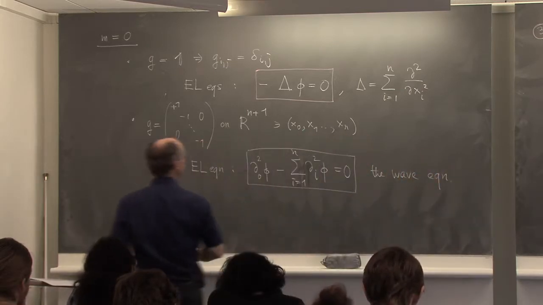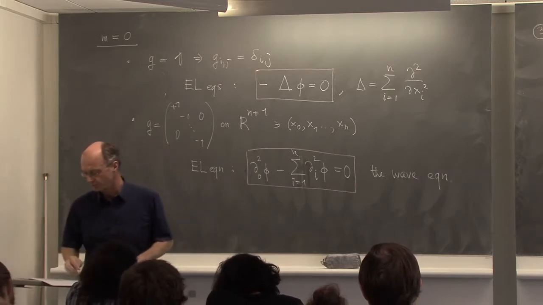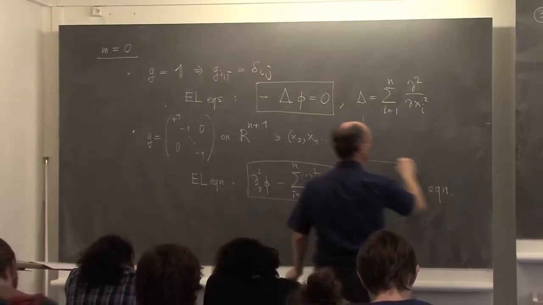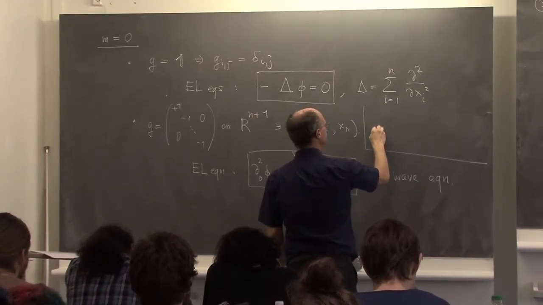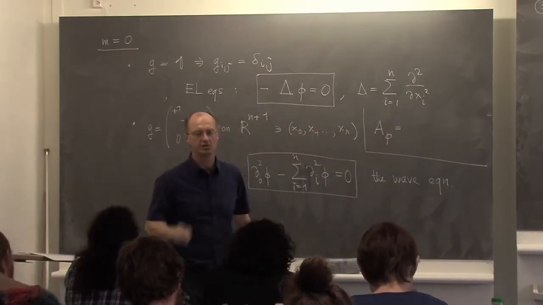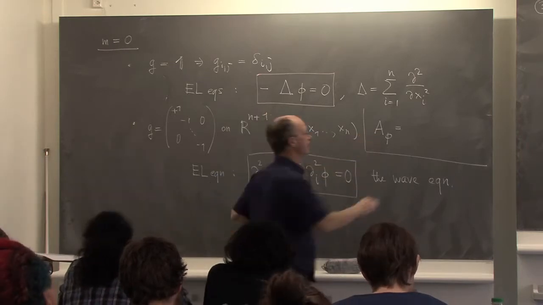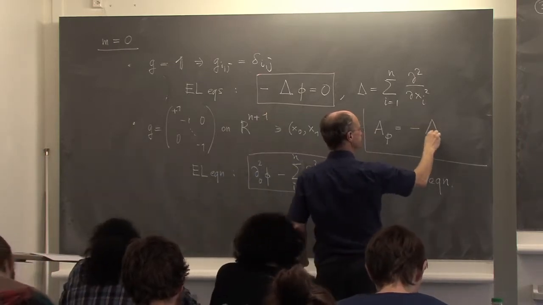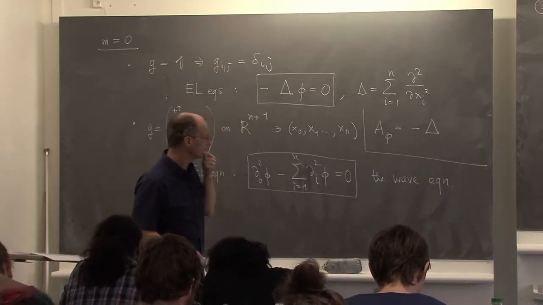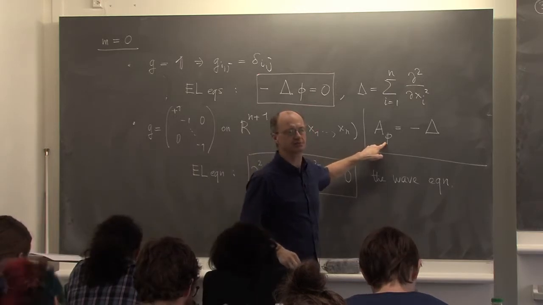So that's the wave equation. Maybe just for your information, let me also write down here the operator A phi that you can easily calculate. So here the operator A phi will be minus Laplacian. And it is independent of phi, right?